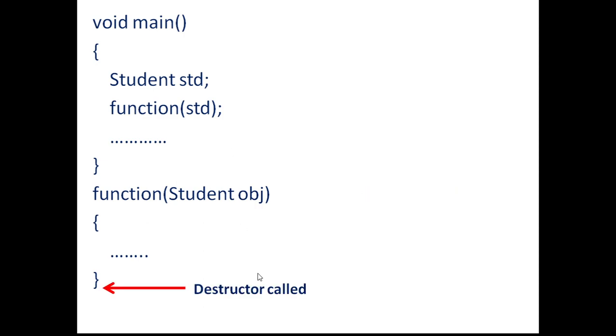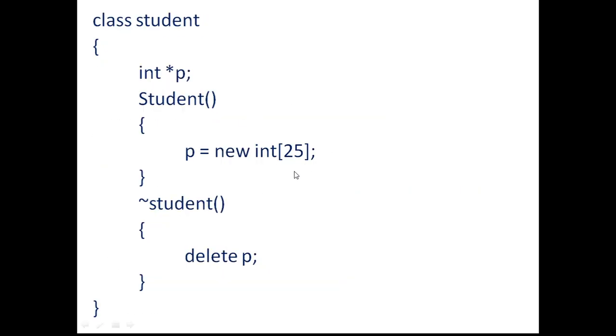And after that the destructor is called. Why the destructor is called here is because the scope of obj gets over. Though std is still existing, its life is not yet over. The life of obj is already over because we have reached the end of this particular function. This is typically a local object whose life and scope is only within this function, and since it is over, its destructor is immediately called. But when the destructor is called for obj, it actually releases the memory of P, which is nothing but the memory of std.